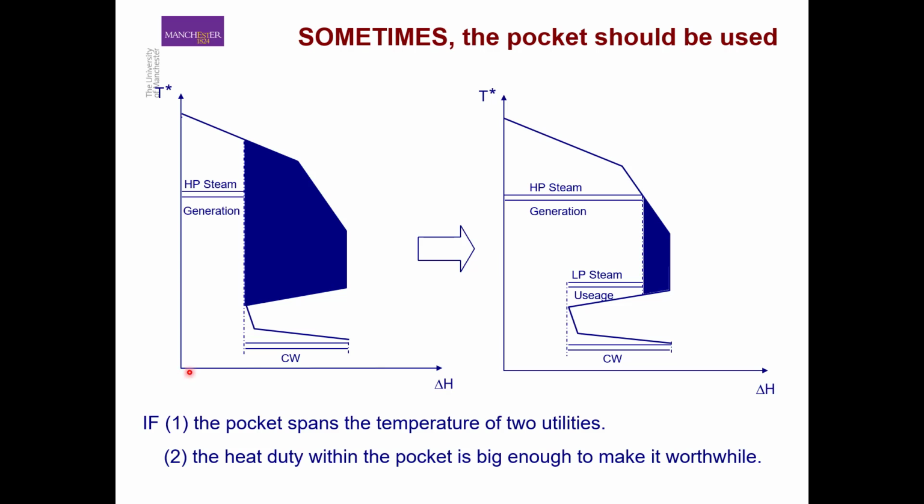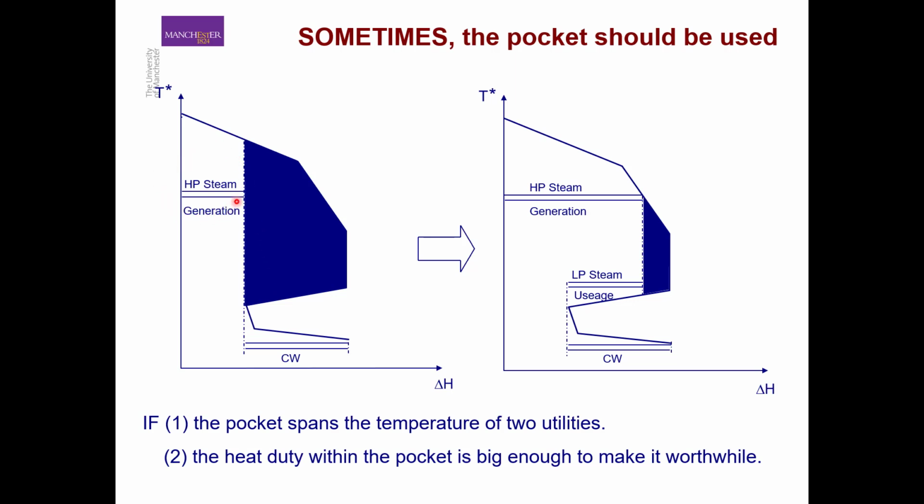Lecture 10, Part 3. In the previous section of these utilities lectures, we have seen that a pocket in a grand composite curve, like the one shown here, doesn't need to be considered in relation to utilities. The excess heat within the process, for example, of the hot streams can be used to supply heat where the heat is missing to the cold streams. And so here we have process to process heat transfer.